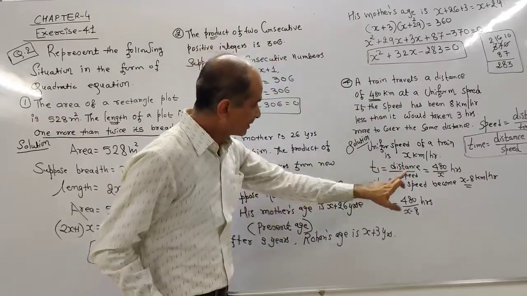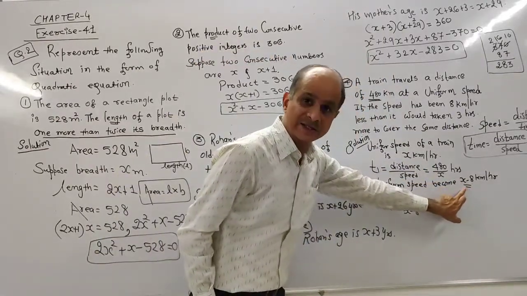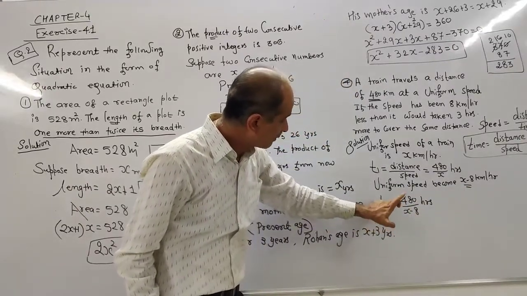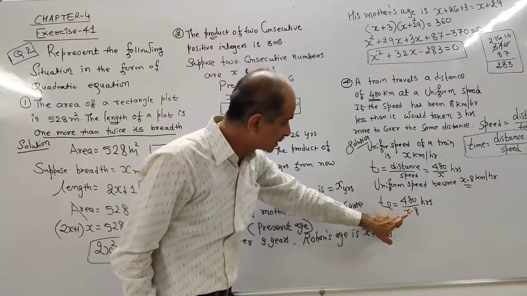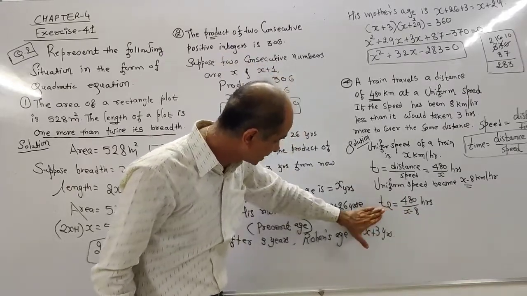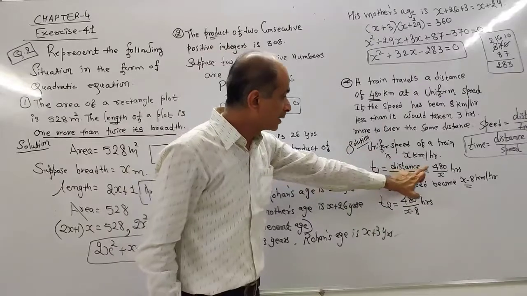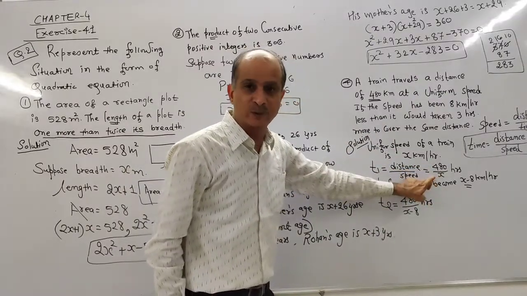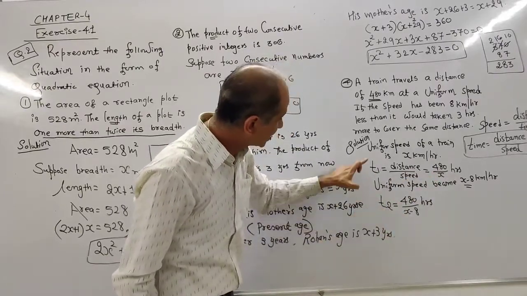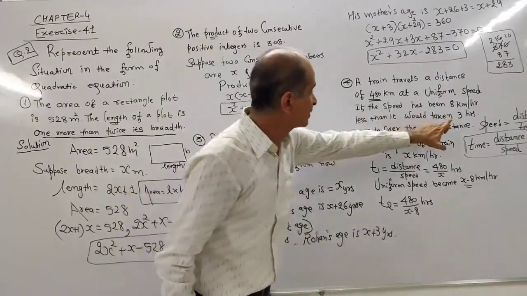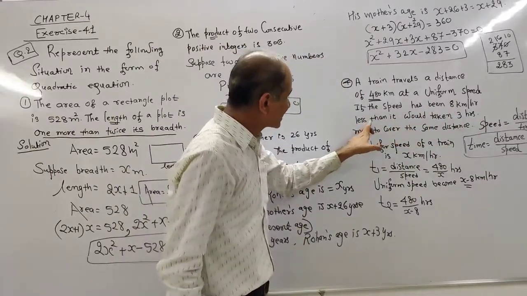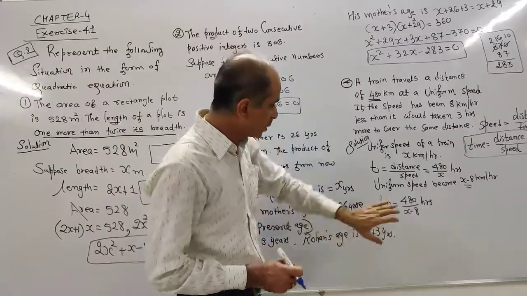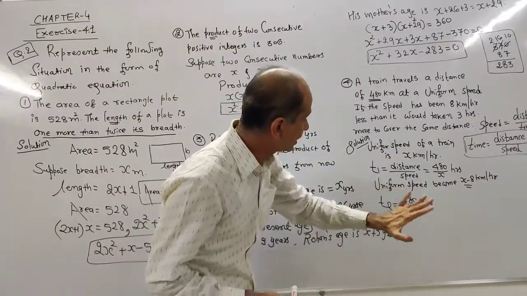So here speed is less in the second case, that is x minus 8. So the time taken by the train to cover 480 kilometers at the speed of x minus 8 is larger than the time taken to cover 480 kilometers at the speed of x kilometer per hour. So T2 is greater than T1. So the difference is 3 hours. It would take 3 hours more to cover the same distance. So the difference between the two is 3 hours.